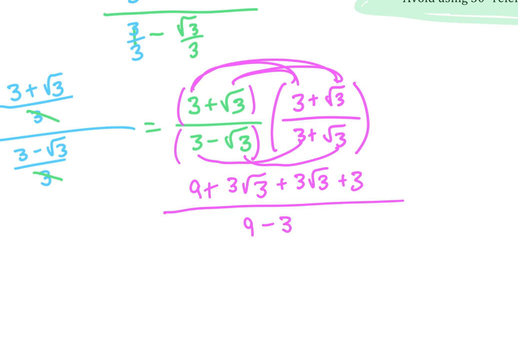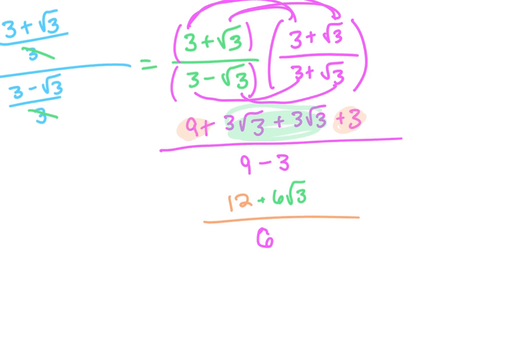Okay, and then you're looking at common terms that we can combine together. So we've got that 9 and 3 that we can combine together, and then we've got these. They don't look very pretty, but yeah. So 9 plus 3 gives us 12 over, plus 6 root 3. When we add 3 root 3 plus another 3 root 3, we get 6 root 3. And then on our denominator, we just get 6.